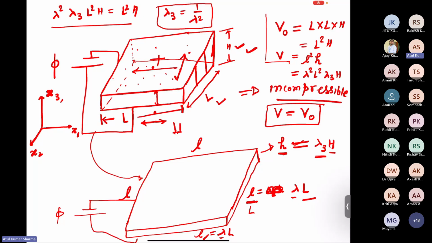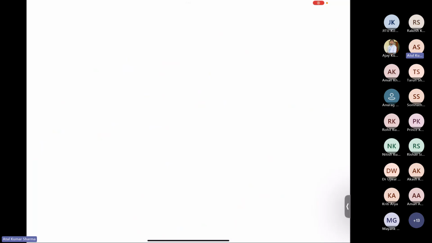So now we can say that lambda 3, which is the stretch in the thickness direction, can also be represented in terms of the lateral stretch, that is lambda. So now we can say what is the deformed configuration of the body.